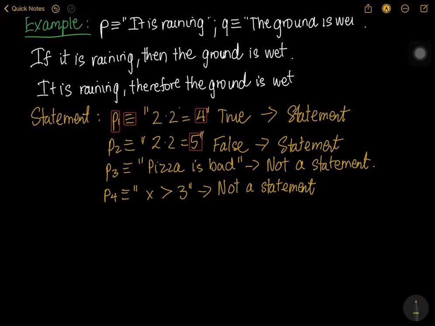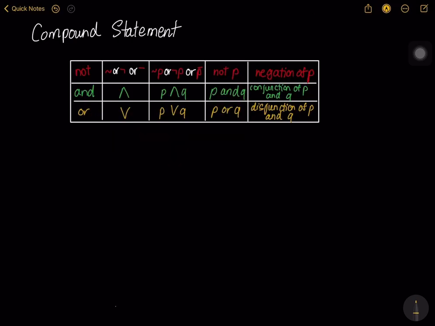Okay, so now we all know about the definition of a statement. A statement is a sentence that you can tell right away if it's true or false. Not a statement is when you cannot tell, it's neither true nor false, for example, a sentence, an opinion, or a phrase. All right, let's move on to compound statements.